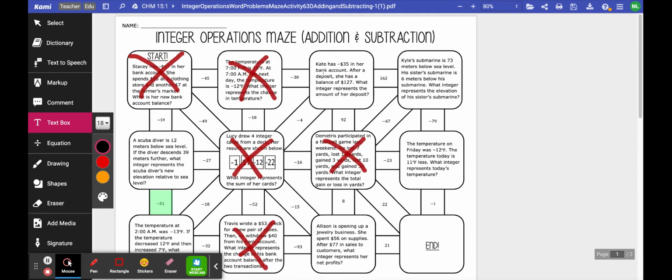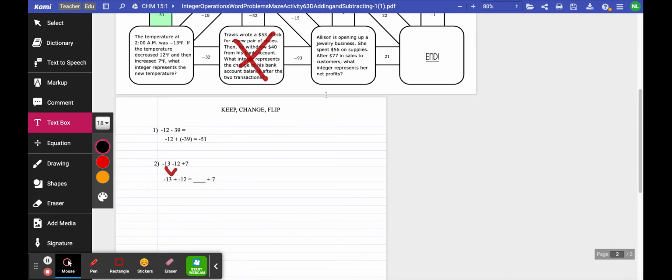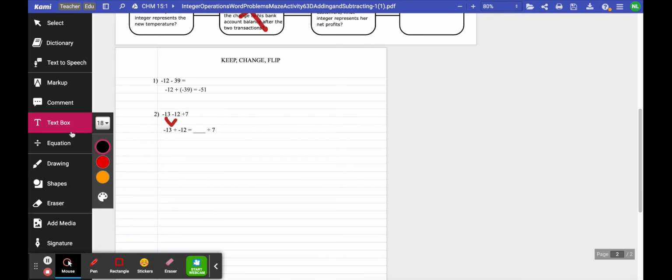All right. So Kate has negative 35 in her bank account. After a deposit, she has a balance of $127. What integer represents the amount of her deposit? You're going to have to find, so she started with this. So essentially for this one, I can help you set this one up too.